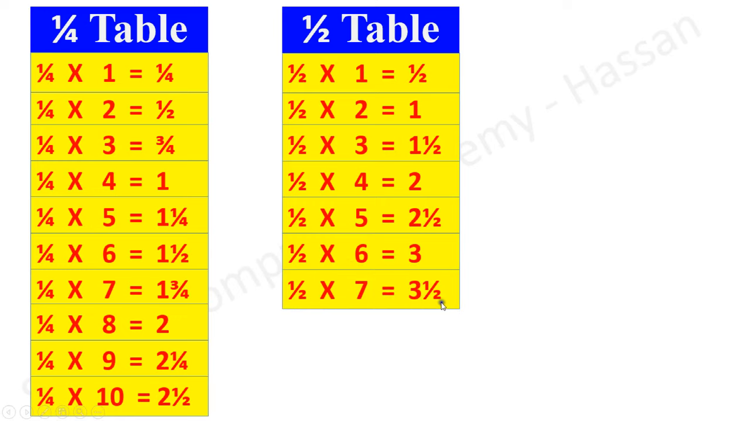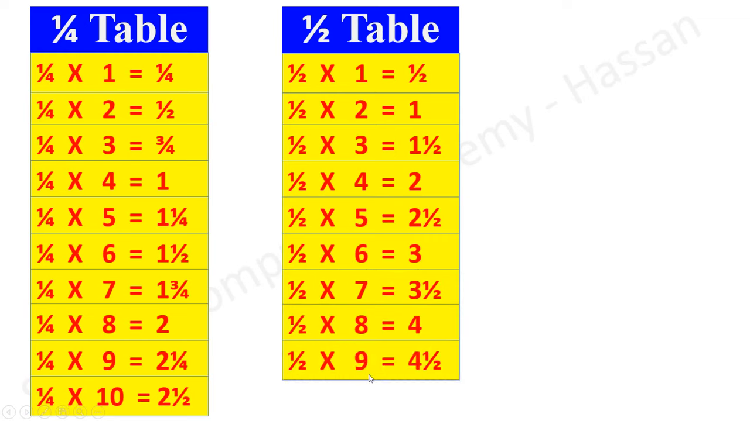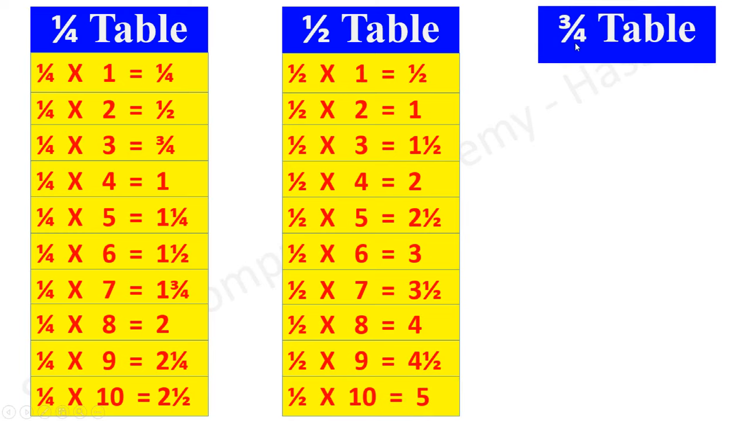Half 7 times 3 and half. Half 8 times 4. Half 9 times 4 and half. Half 10 times 5. Next let us move on to 3 quarter table.